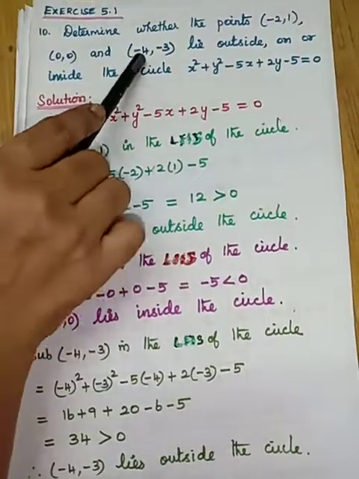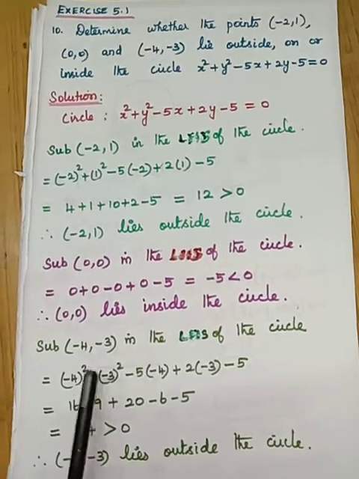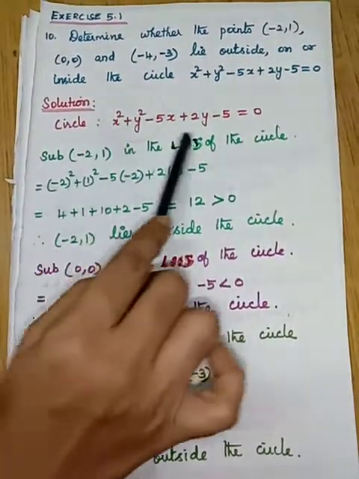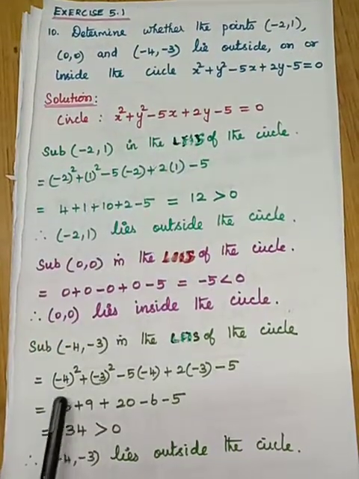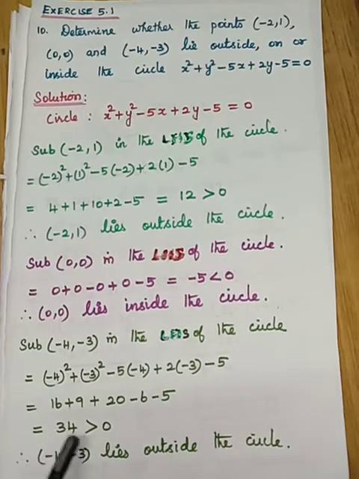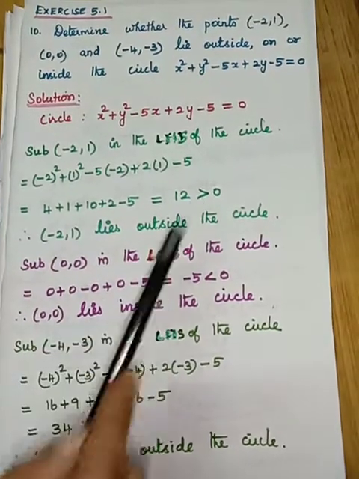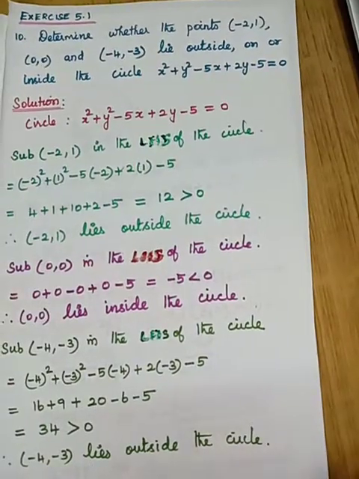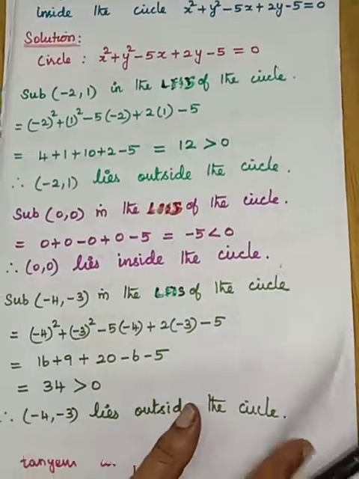In the same way, take the third point. The third point has to be substituted in the left side of the circle equation. While you are solving, you will get the answer as 34. How is your 34? Greater than 0. So if the result is greater than 0, the third point also lies outside the circle. Okay.